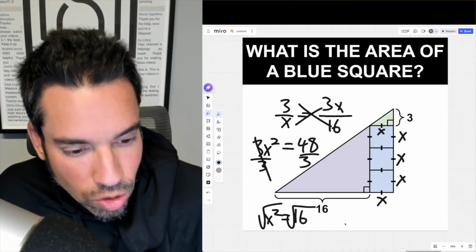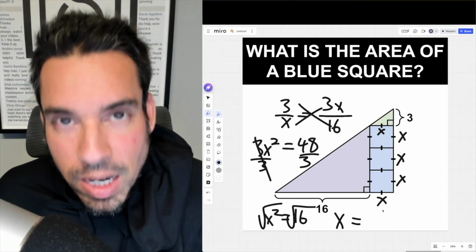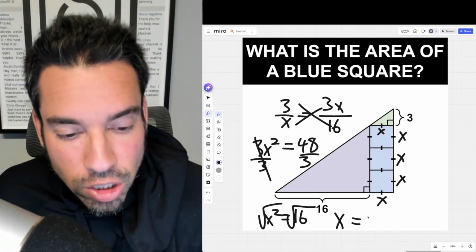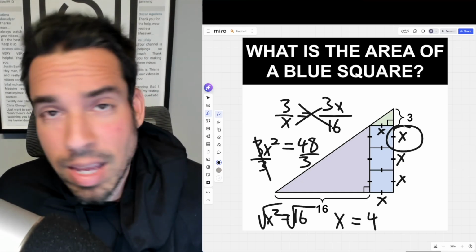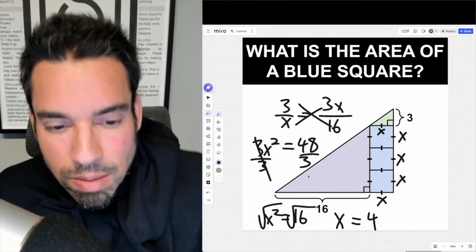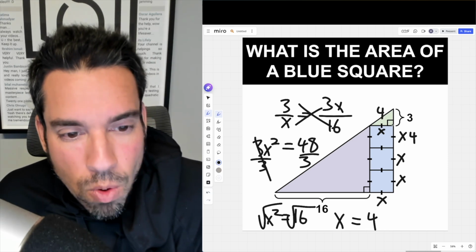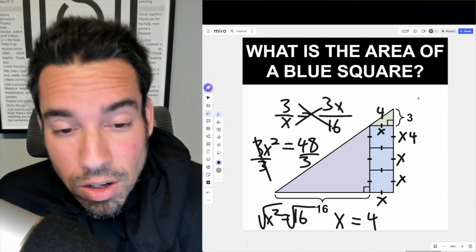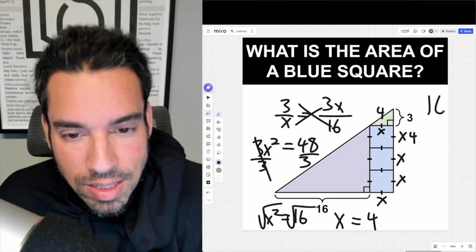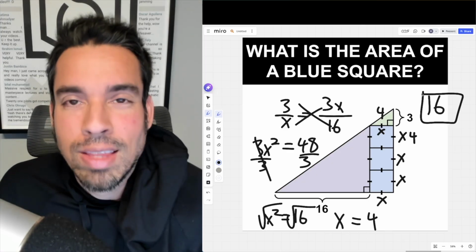Last but not least, we're going to take the square root. And I know we get plus or minus 4, but we're going to ignore the negative solution, and we got positive 4. Because if it's length, we're not getting a negative value. We're only taking the positive. So that means this is a 4 by 4 square. So what is the area? 4 times 4 is 16. That's the answer. That's how you do it.